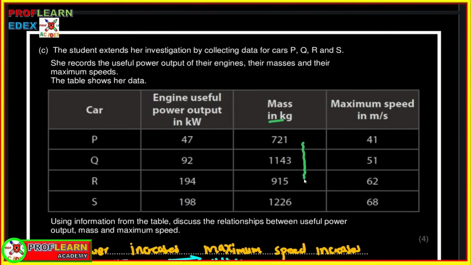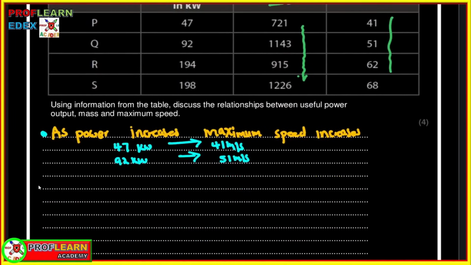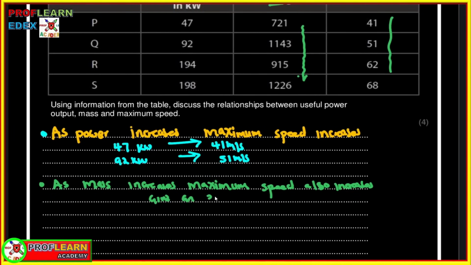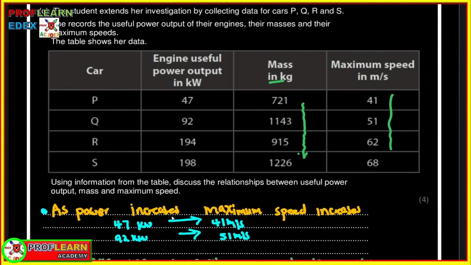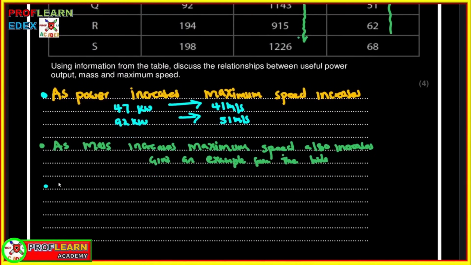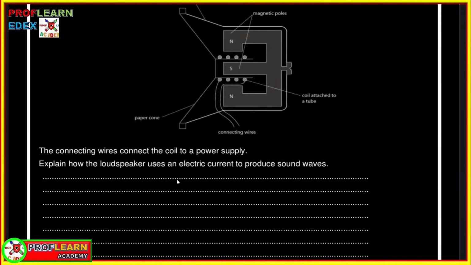We can also talk of the mass and the speed, trying to compare them. We can also see, as mass increases, the maximum speed also increases. You can also give an example on the same. Another concept is comparing engine power output with the mass. That will also give you some marks.